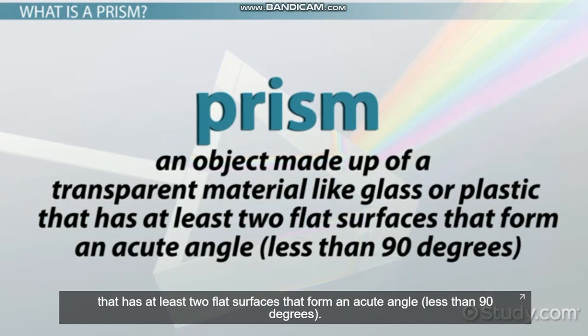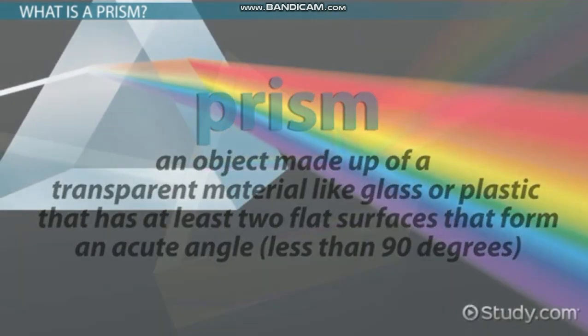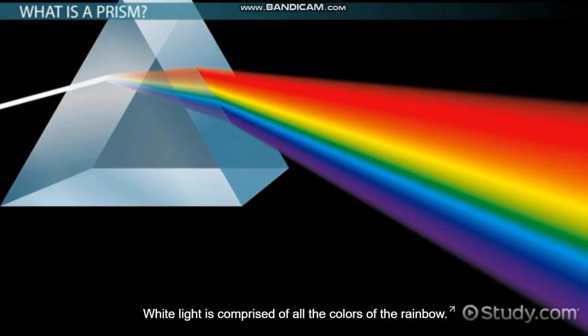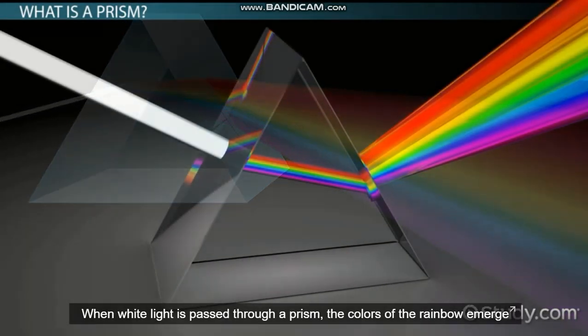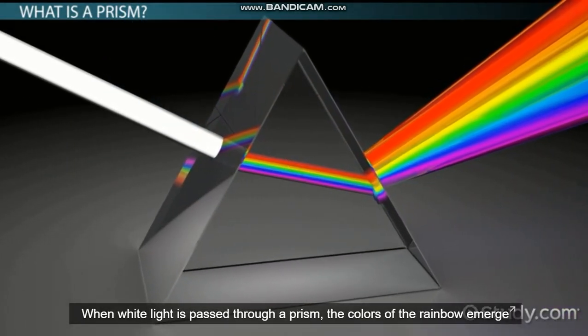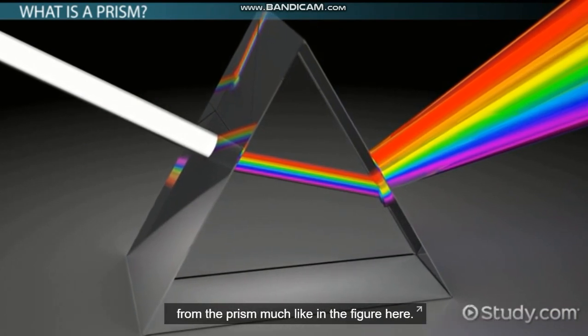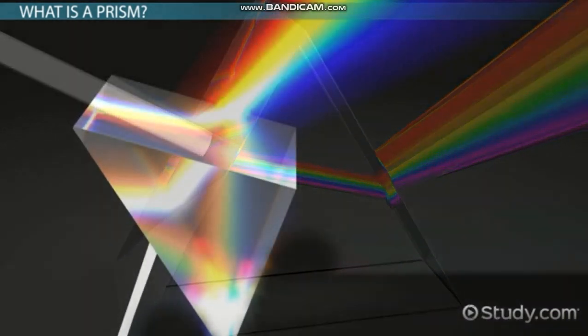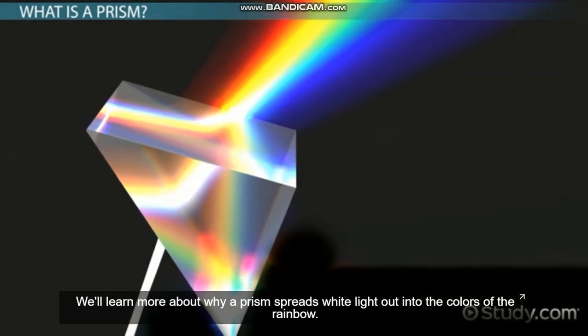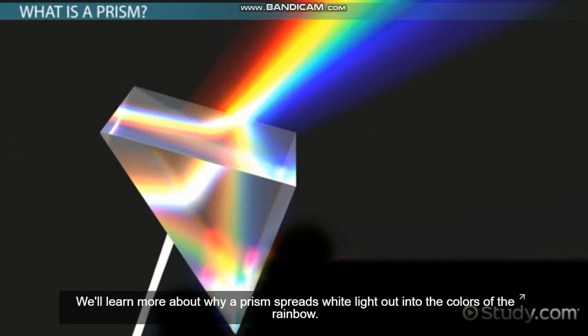A prism is an object made of a transparent material like glass or plastic that has at least two flat surfaces that form an acute angle less than 90 degrees. White light is comprised of all the colors of the rainbow. When white light is passed through a prism, the colors of the rainbow emerge from the prism much like in the figure here. We'll learn more about why a prism spreads white light out into the colors of the rainbow.